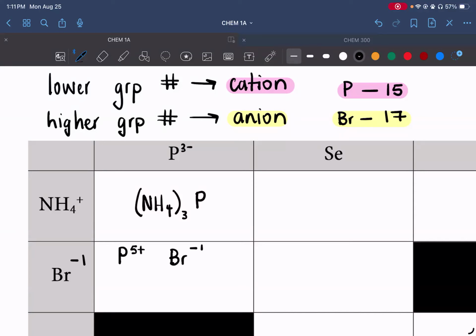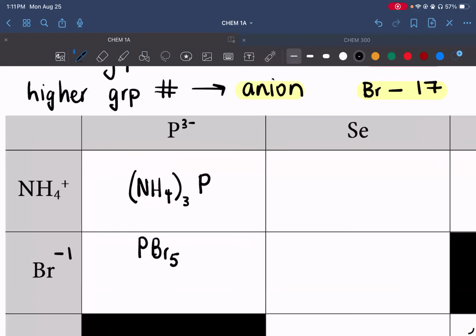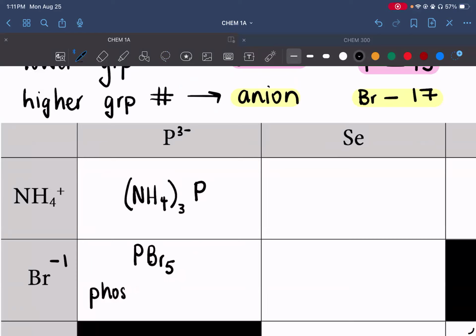Now that we have the charges in swing, crisscross tells us this will be PBr5. Let's take a second to also name this so we have some practice. This is going to be phosphorus pentabromide.